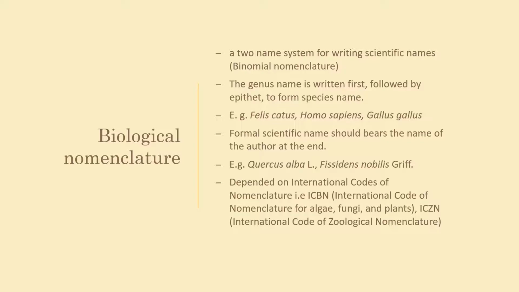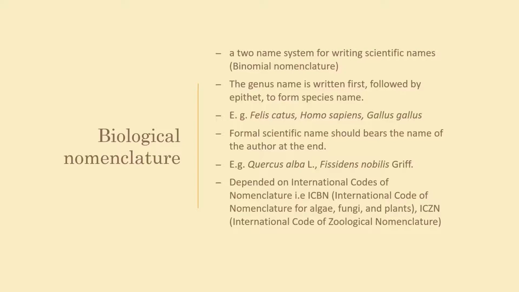Now we continue with biological nomenclature. If you look at the scientific name, there are two parts. So this two name system for scientific names, we call it binomial nomenclature. So biological nomenclature, basically the system is in the form of binomial.